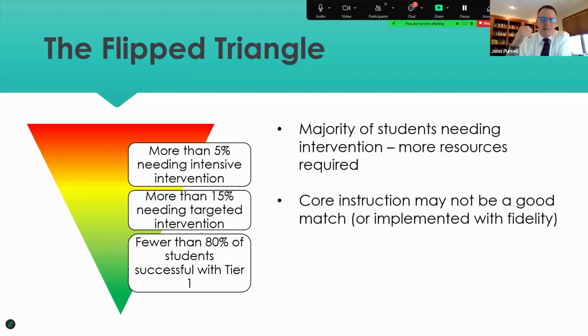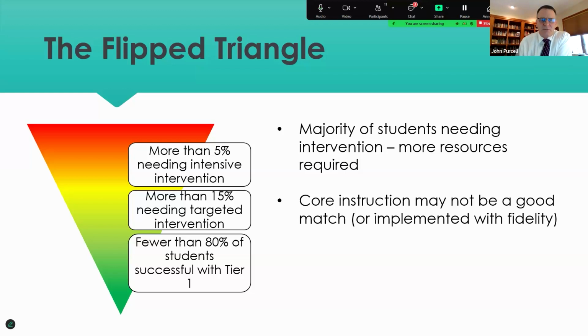So when I go to schools, they say we have so many students that are struggling, and this, what you see, is that flipped triangle. And that's looking at core 1 or tier 1. I asked them right away, so let's take a look at what's happening in the classrooms.